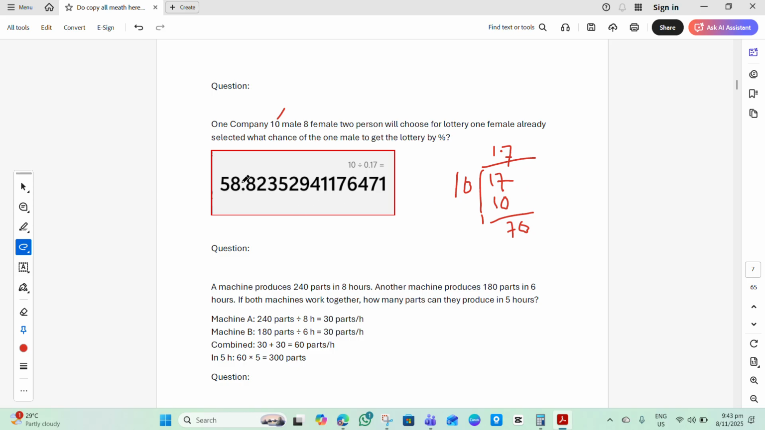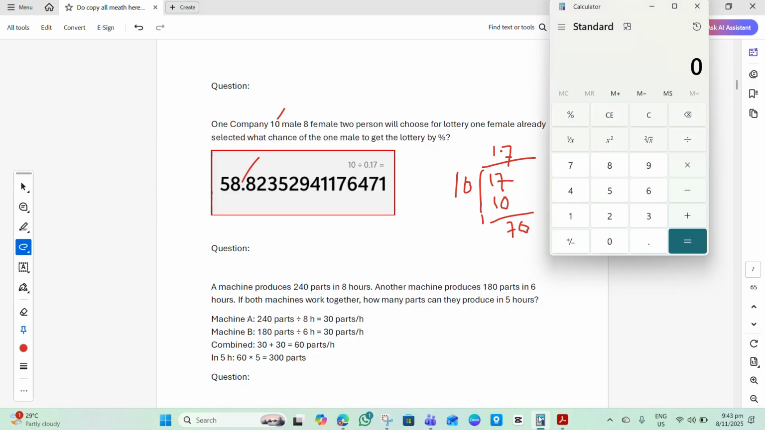The answer is coming 58.82, right? Yeah, 10 divided by 0.70. No, because 58.82 comes as the answer.